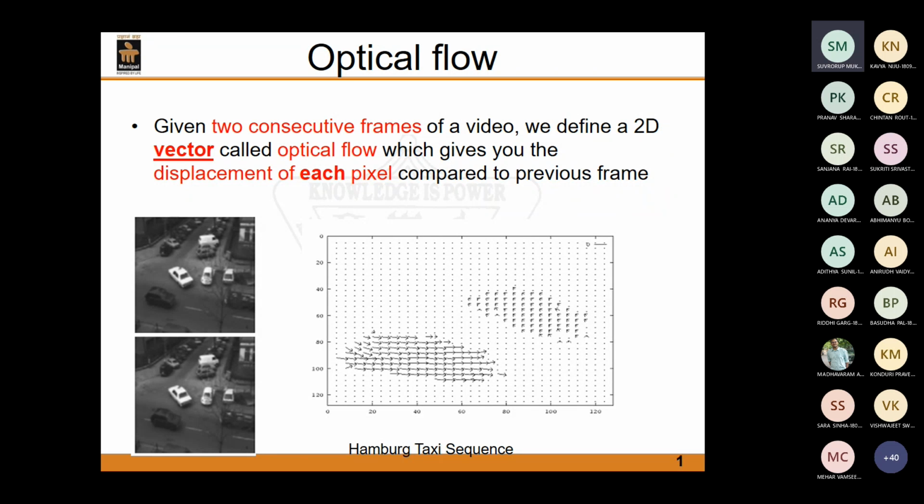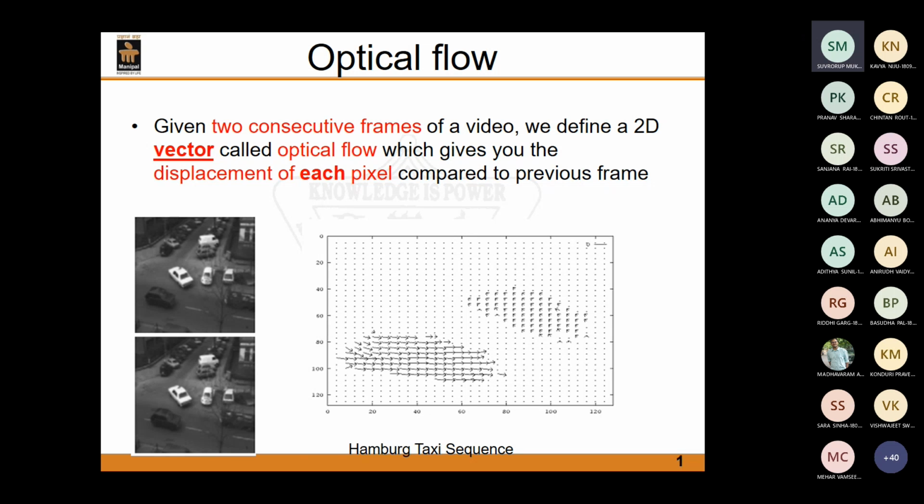The second type of method, which comes under tracking by matching, is the optical flow method. In optical flow, the basic concept is this: it is basically a 2D vector, as shown over here, and it consists of optical flow vectors, which give information on how the pixels have been displaced between two different frames.